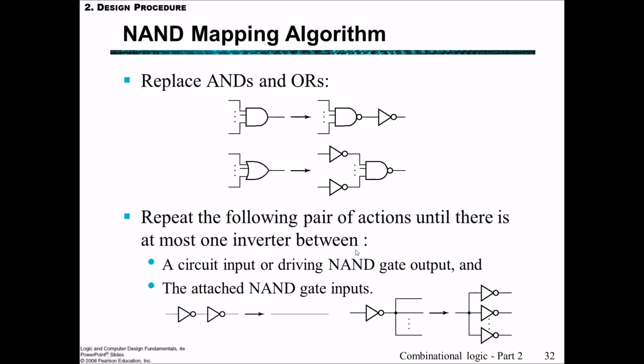So we will repeat the following pair of actions until there's at most one inverter between a circuit input and a driving NAND gate output and the attached NAND gate inputs. So as I said before, 2 inverters in a row is the same as a wire. One inverter with multiple splits should be changed so that we have the inverters after the splits.